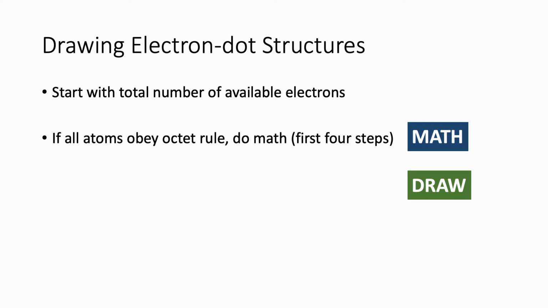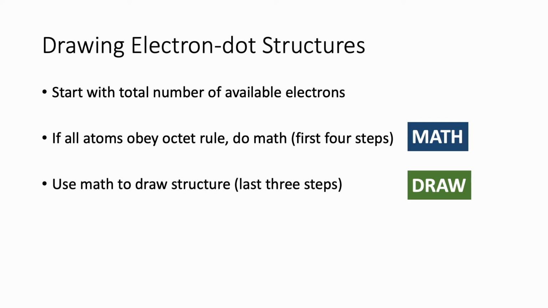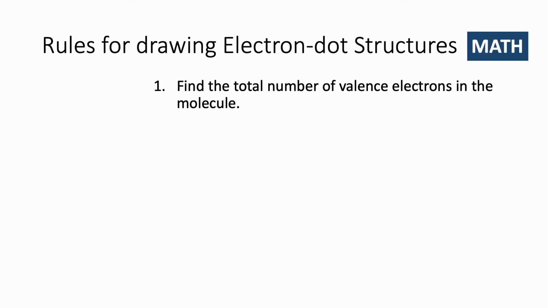And then if you know that all your atoms will obey the octet rule, and everything in this video will obey the octet rule, we're going to do more math. That will help us figure out how many bonds to draw. The results of that math will help us draw the structure. So let's talk about the math phase first.